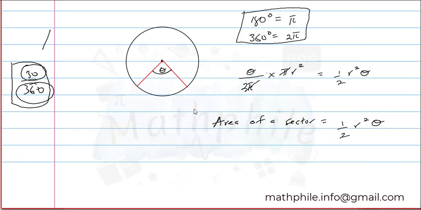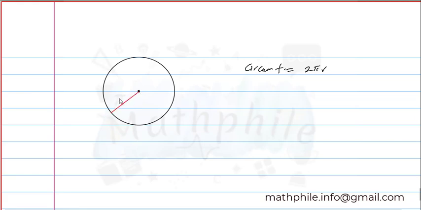Now we move on to something else, which is the length of an arc. Again, we're going to take the concept from somewhere in grade 9, grade 8, where you can find the circumference of a circle. So what is the circumference of a circle? 2 pi r. So let's say a circle with radius 7 centimeters, taking pi to be 22 over 7. What is the circumference of the circle?